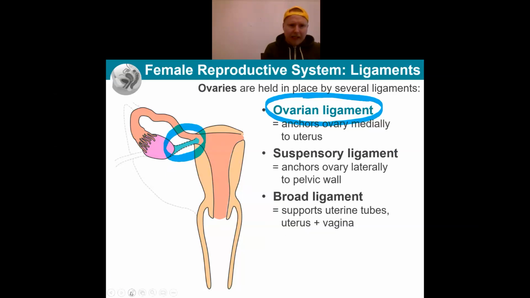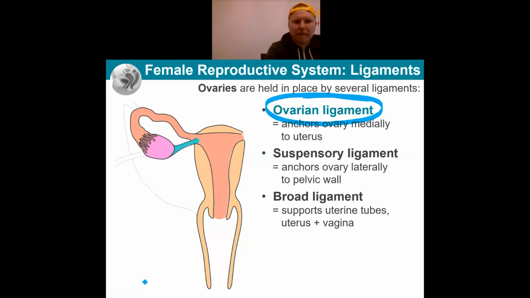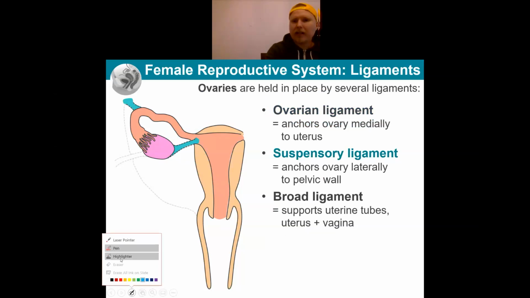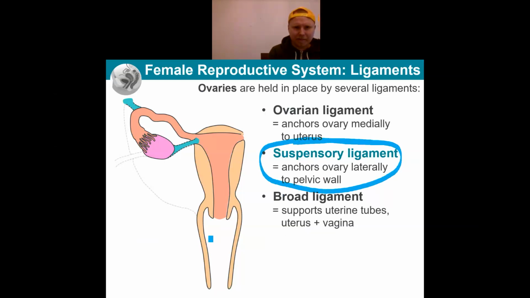uterus medially. Let me just change the end there, it's going to look clearer. So you'll notice how this ligament band connects the ovary to the medial wall of the uterus. In addition to that, we've got our suspensory ligament, which anchors the ovary to the pelvic wall on the lateral side of the ovary, if you wish.